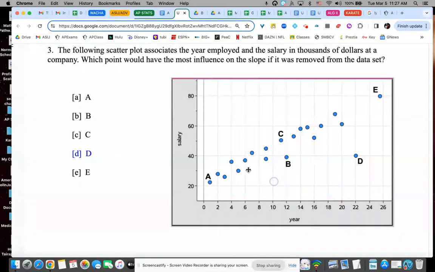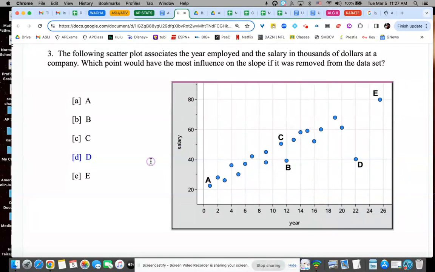All right, number 3, which one has the most influence? In other words, if I were to remove it, which one would change the slope the most? E looks like it's further away in the X direction, which usually is a tip-off for us. But we also have to think about what the pattern already is, which looks something like that. If it falls in the same pattern, taking it out is really not going to change the slope much. Right now, this D point, however, is probably pulling the slope down, so if I were to take this out, it would move everything back up to where it was.